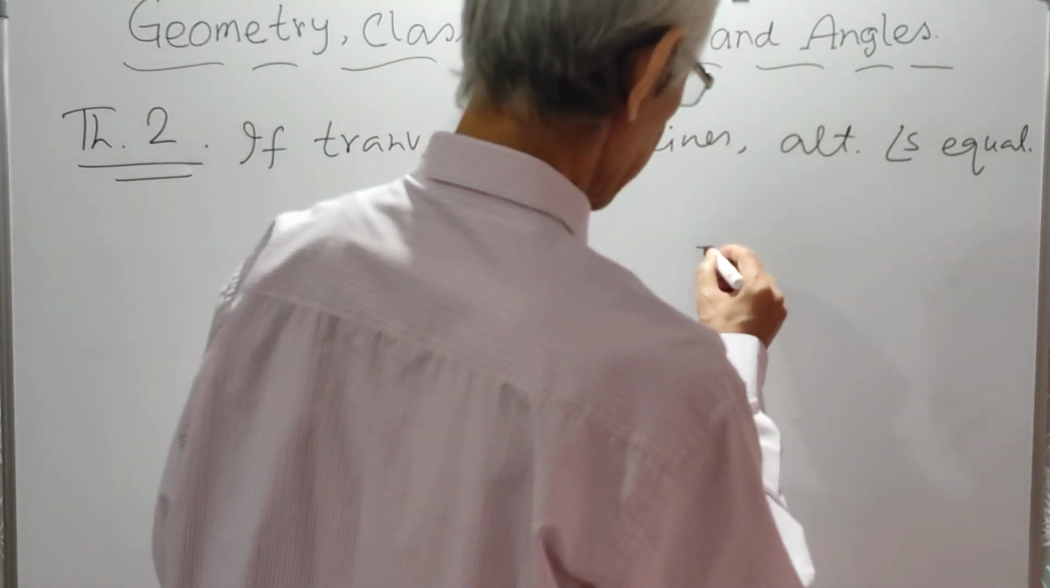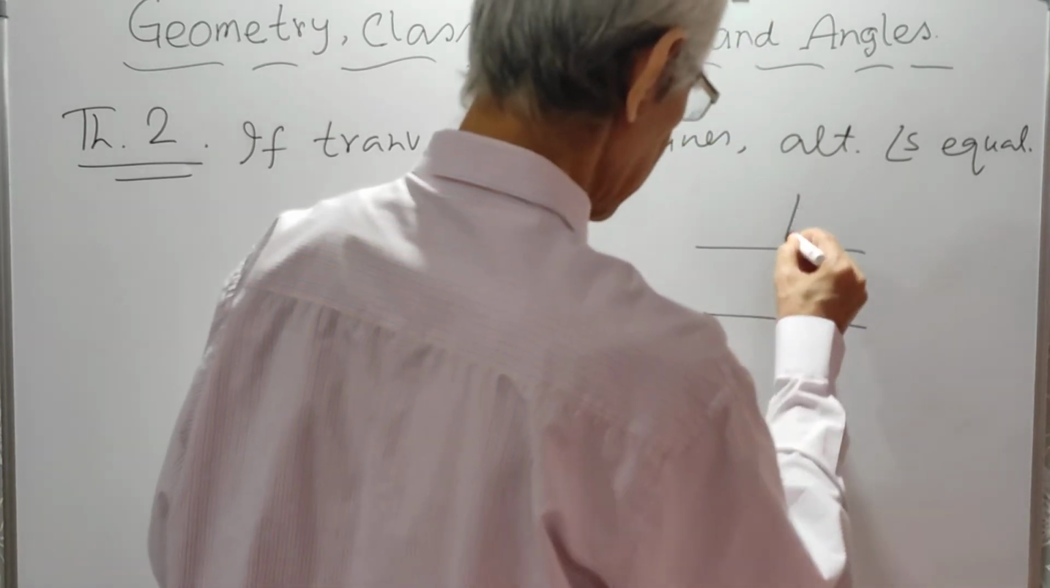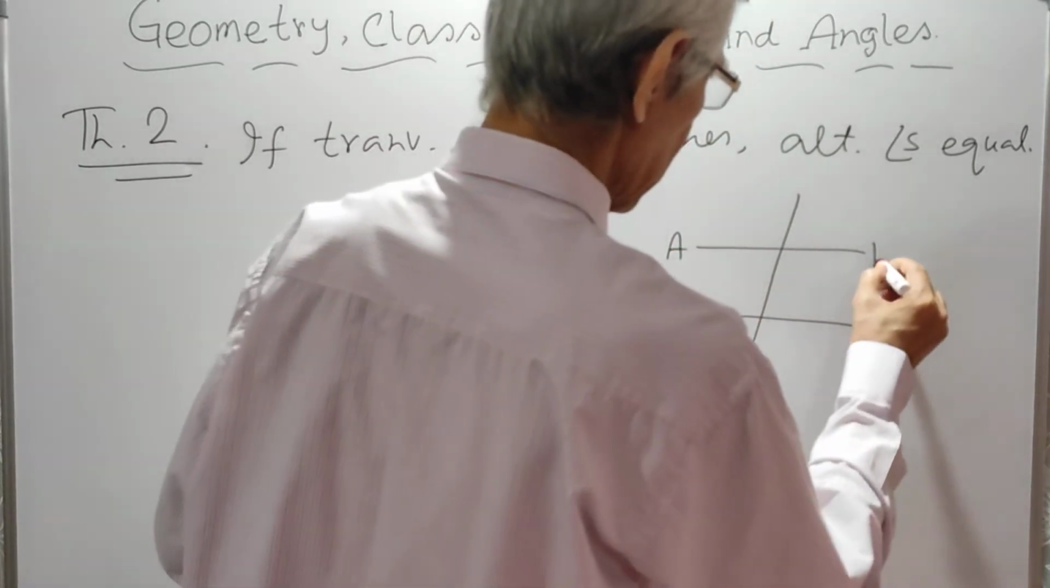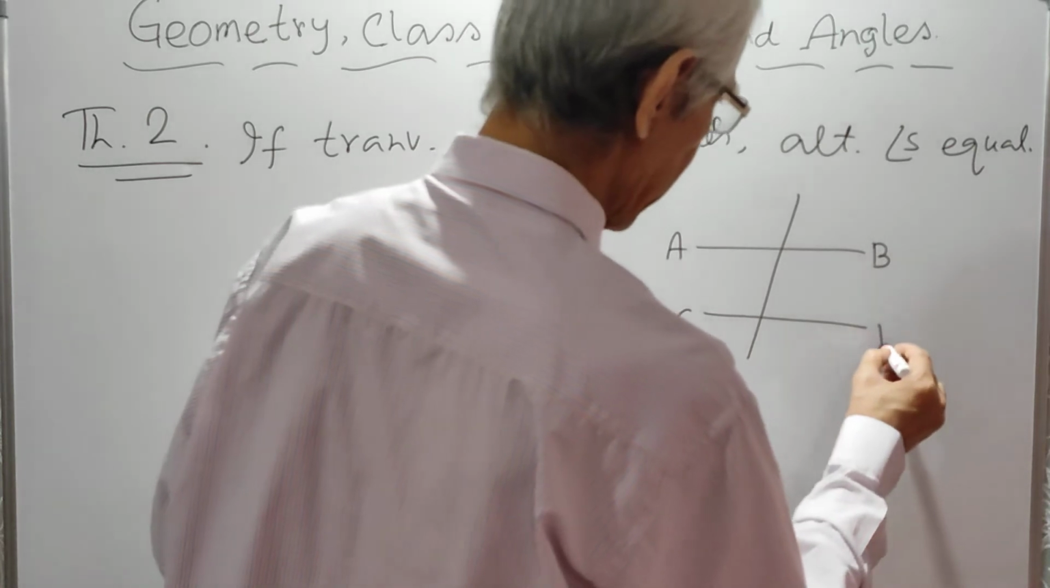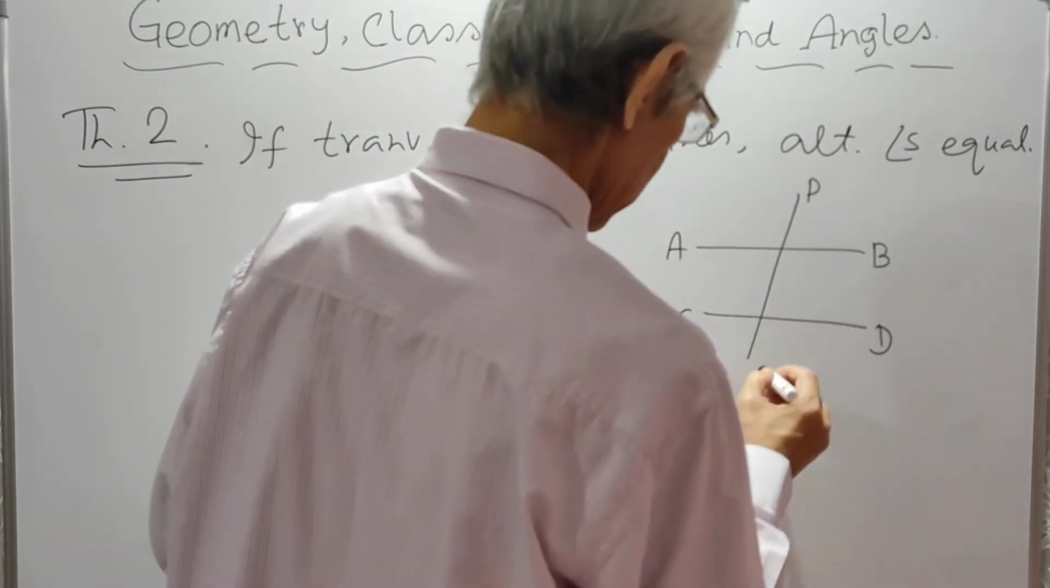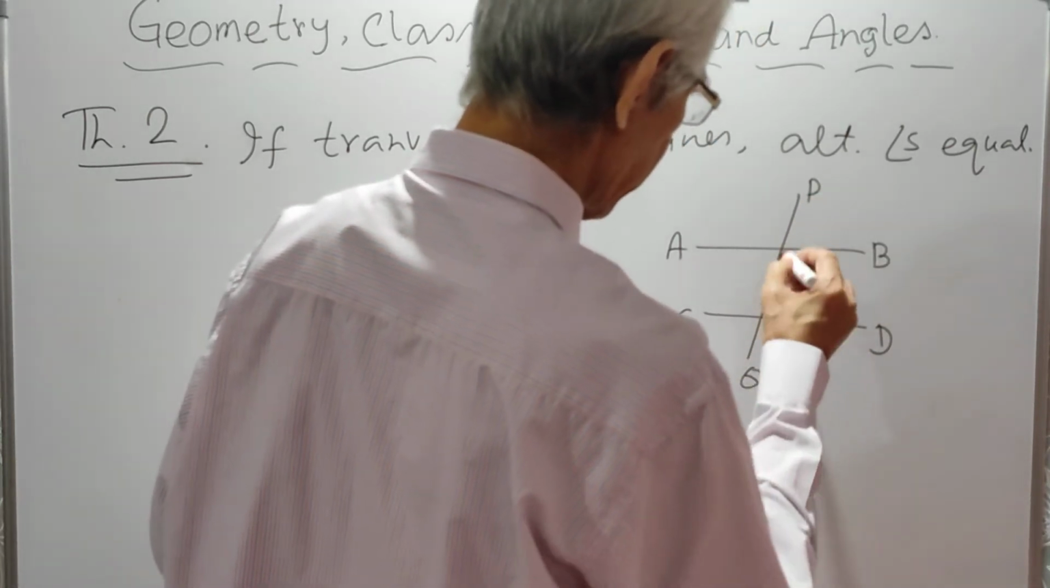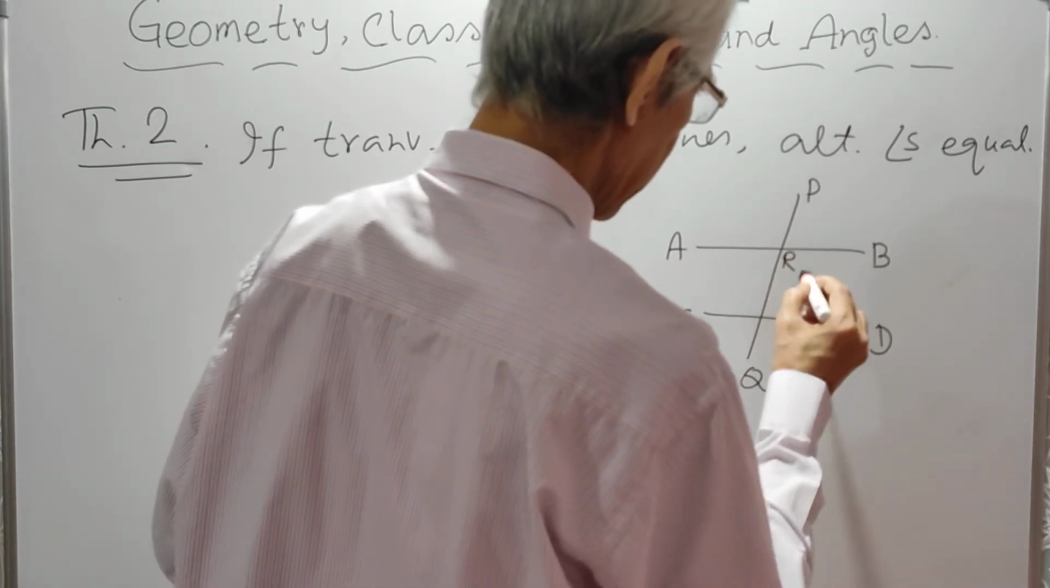So this is the diagram. These are the two parallel lines. This is the transversal. So AB and CD are two parallel lines, and suppose PQ is the transversal. PQ cuts AB and CD at R and S.